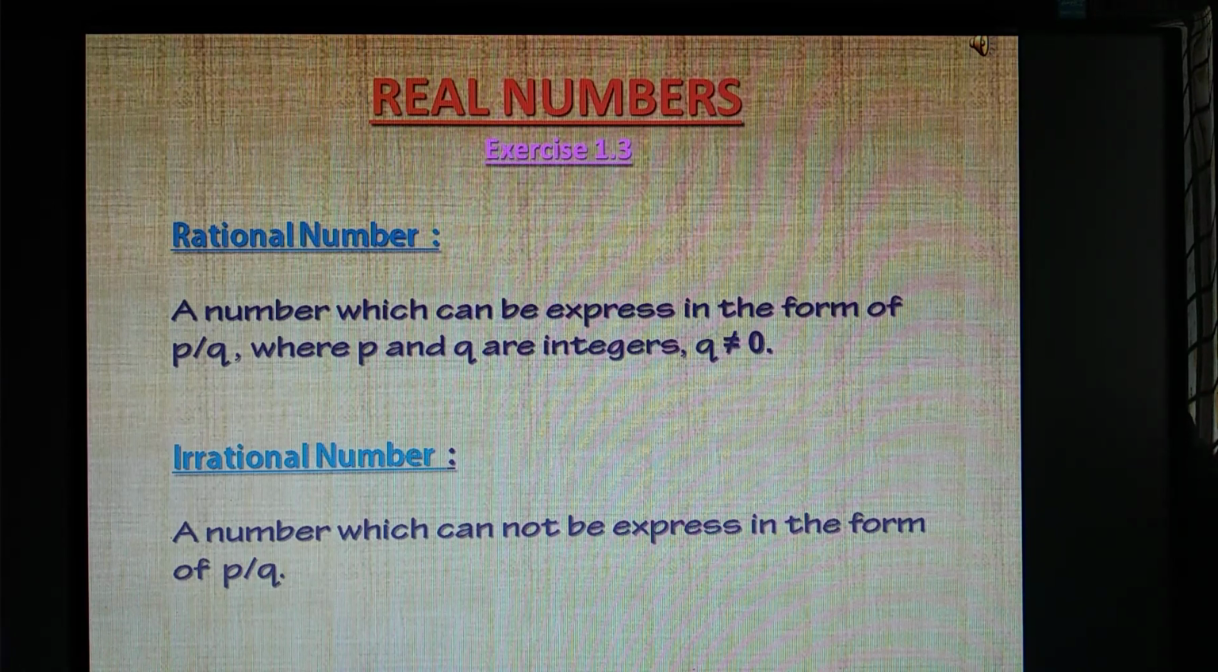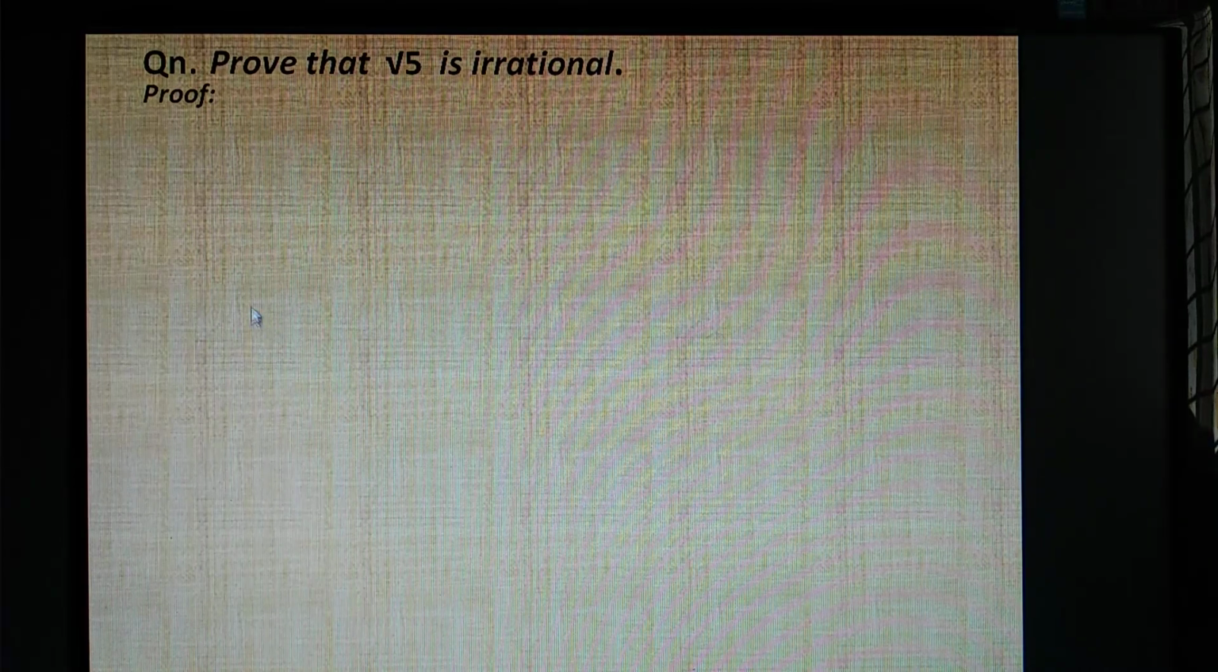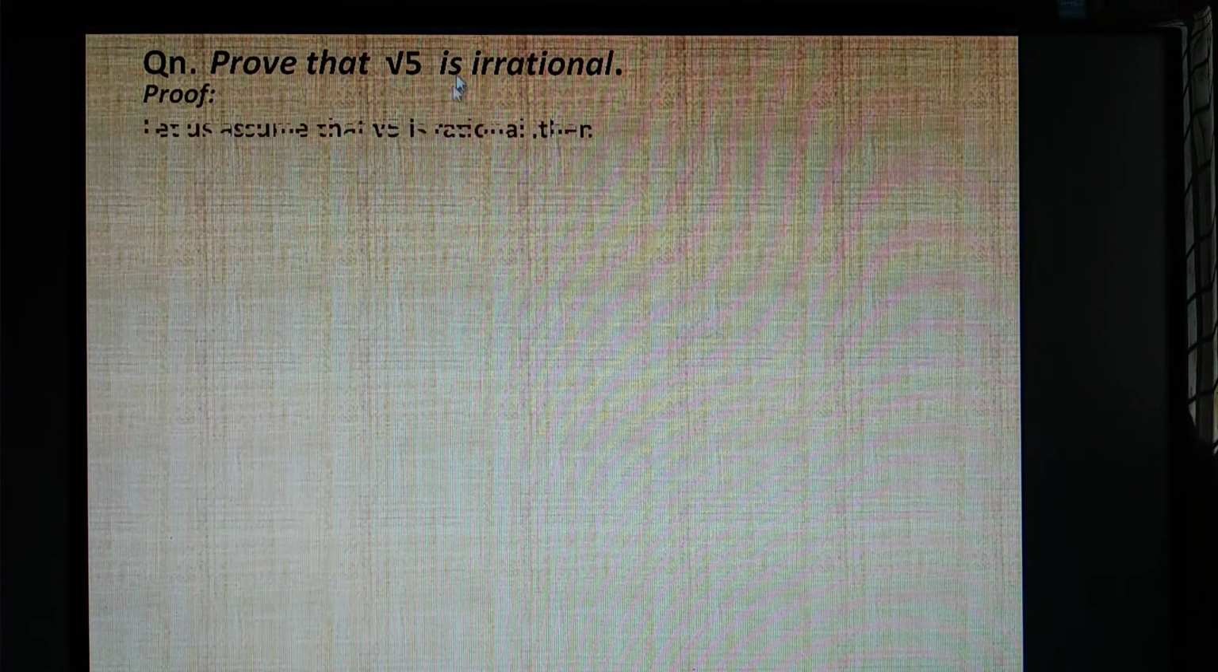Okay, now move to the exercise. Here the question is, prove that root 5 is an irrational number. To prove this one, we have to start from its contrary. So contrary means, see here, let us assume that this root 5 is rational. We have to prove it is irrational, but we are starting with it as rational.